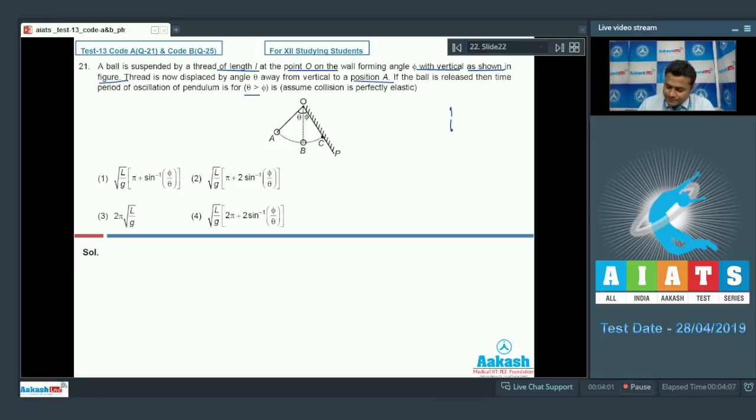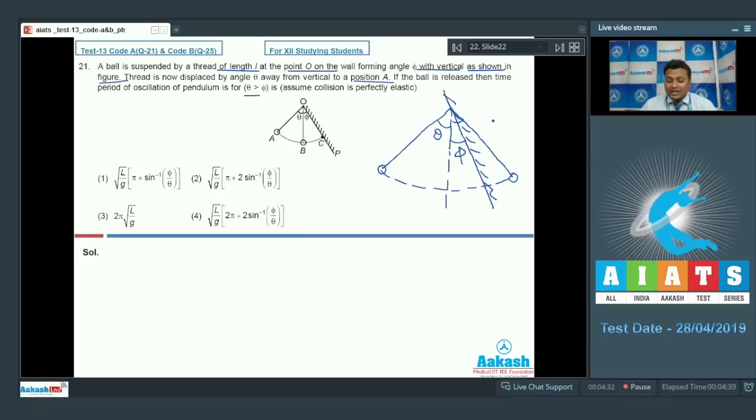Consider the situation. This angle is theta. Now when we release the ball, the oscillation will be like this. The angle subtended here will also be theta. But there is wall in between, and this angle is given phi.